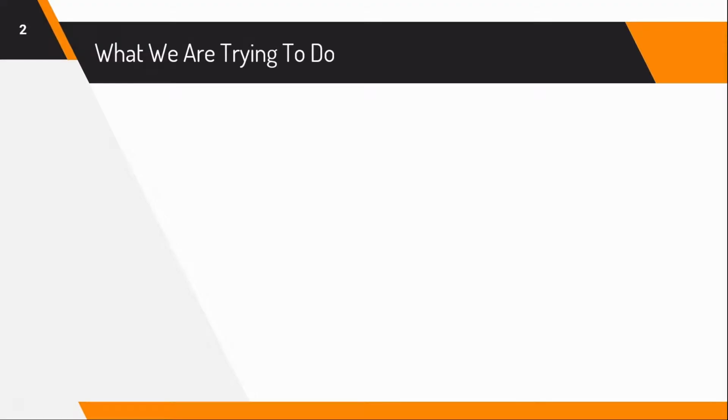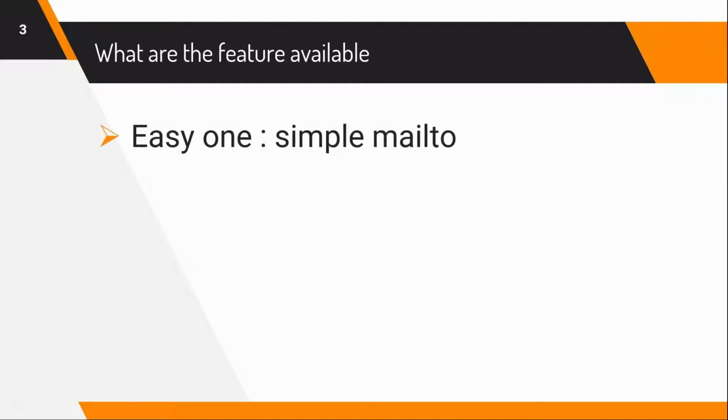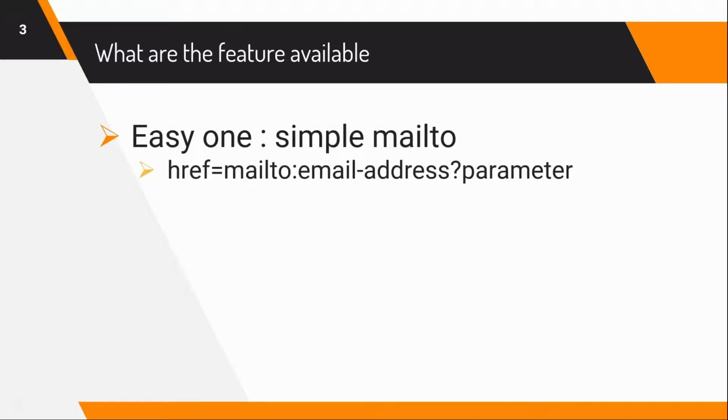So what are we trying to do? We want to be able to use the MailTo feature of the HTML link to help our viewer to send us email. What features are available? The simplest one is the simple MailTo, where you will have the MailTo and the actual email address. But we have also other parameters.